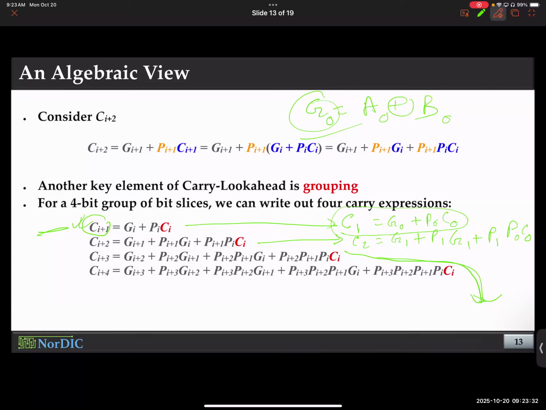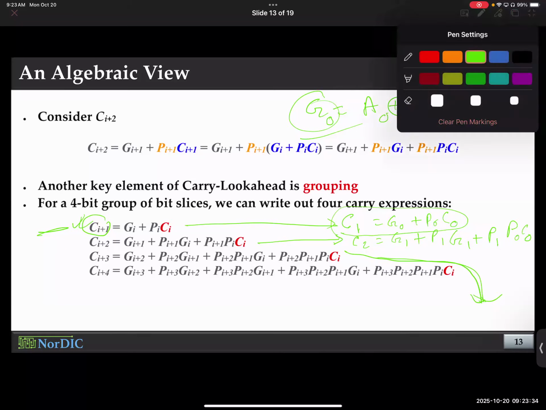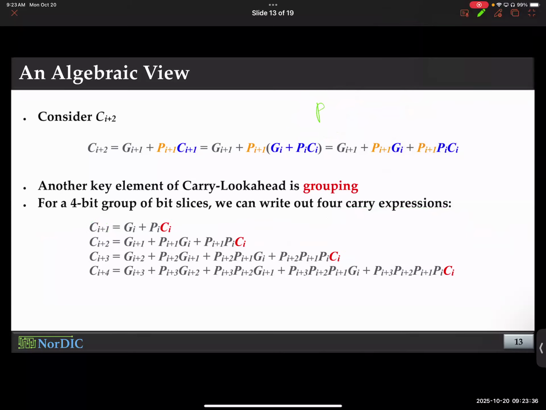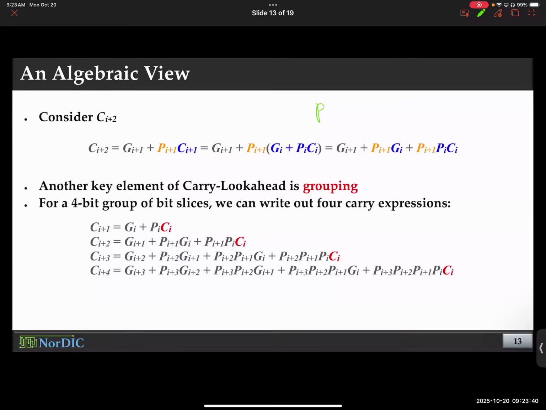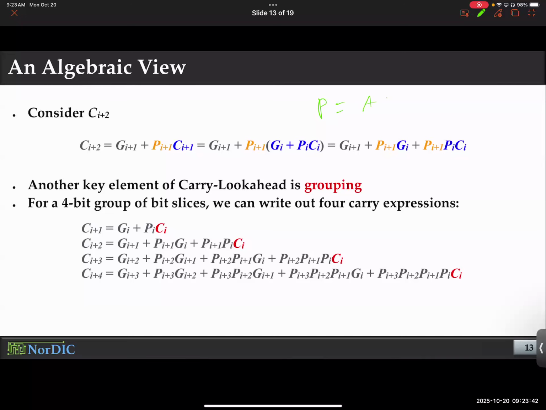Oh, I'm sorry. I meant to say propagate. Sorry, my bad. Thank you for catching that. All right. I misspoke, folks. Just don't get confused. So propagate was A XOR B, right? Yes, remember? And generate was AB.